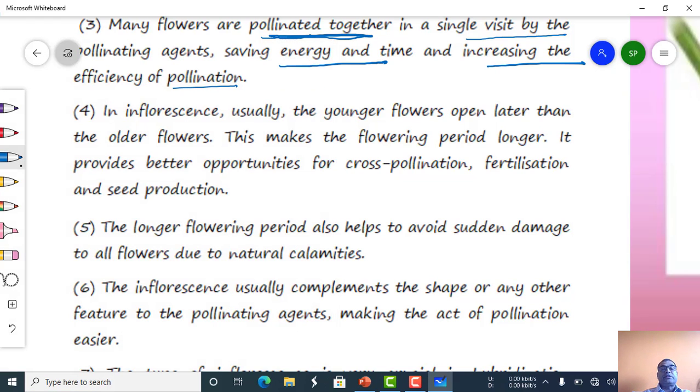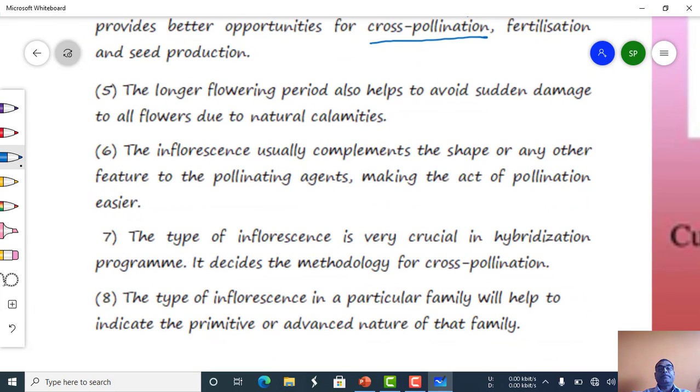In inflorescence, usually younger flowers open later than the older flowers. Okay, if you see the acropetal type of succession or basipetal type of succession, here younger and older flowers are present. These younger flowers open later than the older flowers. This makes the flowering period longer. Okay, and it provides better opportunities for cross-pollination, fertilization, as well as seed production.